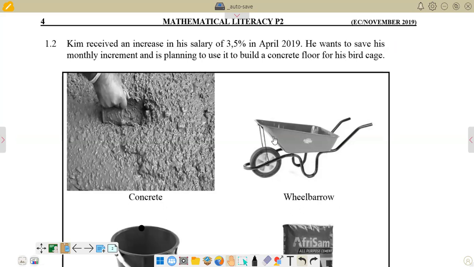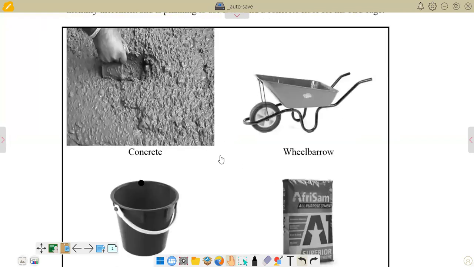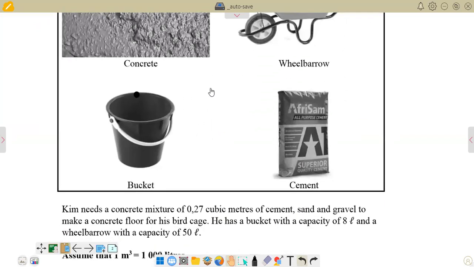So this is the information that we have. Kim received an increase in his salary of 3.5% in April 2019. He wants to save his monthly increment and is planning to use it to build a concrete floor for his bedroom. We are given some pictures of concrete, a wheelbarrow, a bucket, and also cement.